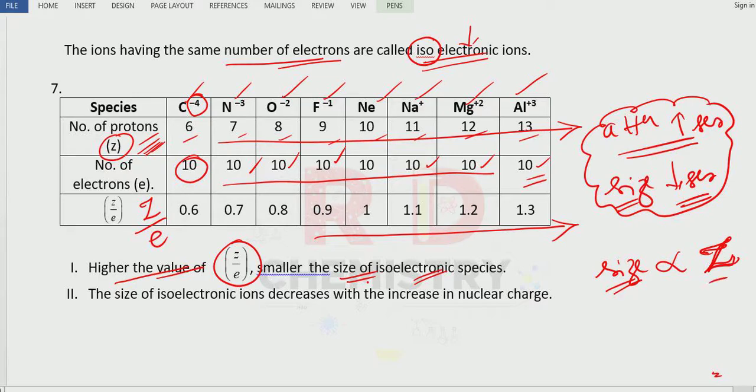As the atomic number Z increases, attraction increases. When the attraction increases, size decreases. Remember this one. Next point: the size of the isoelectronic species decreases with the increase in the nuclear charge, that is, the number of protons.